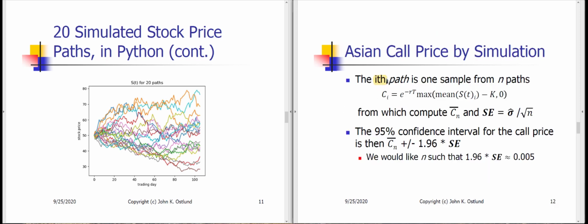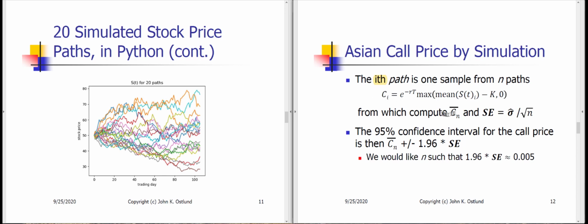All right, so each path is just one sample from some number n of different paths. And the call price that we're going to compute from each path, C sub i for the ith path, is going to be the payoff function discounted back to the current time. In other words, the maximum of either the mean of the daily closing prices minus the strike price, or 0, discounted back.